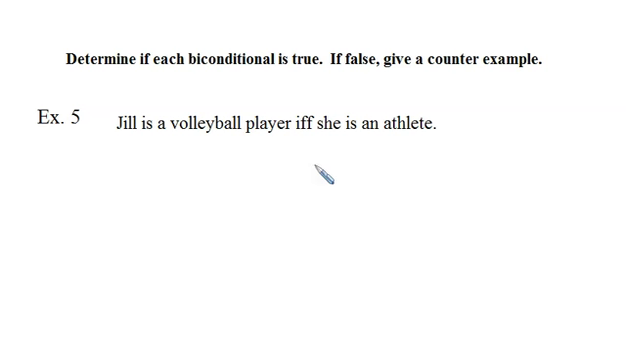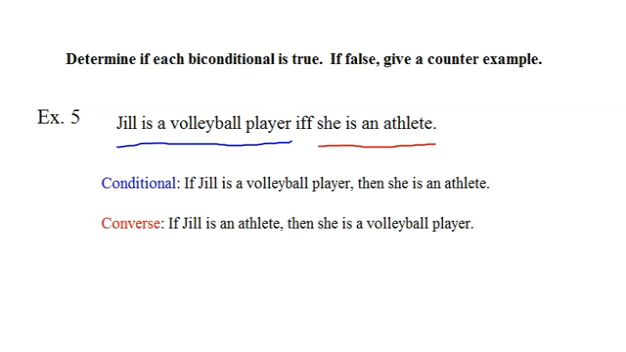Example 5, we're going to determine if each biconditional is true. If false, give a counterexample. Jill is a volleyball player if and only if she is an athlete. All right, Jill is a volleyball player. We're going to identify that as our P statement, and she is an athlete as our Q statement. So we're going to write both our conditional and our converse.